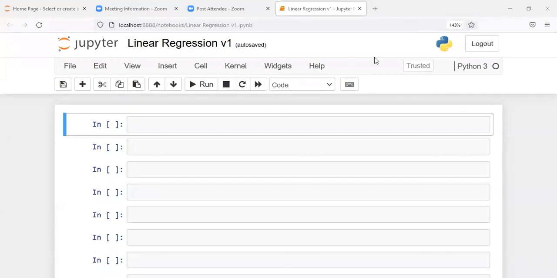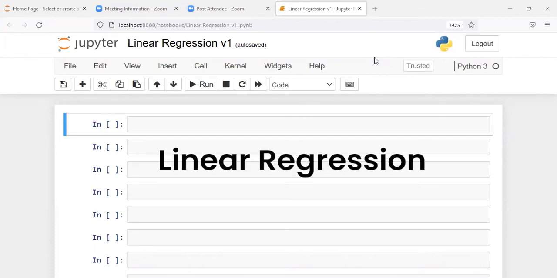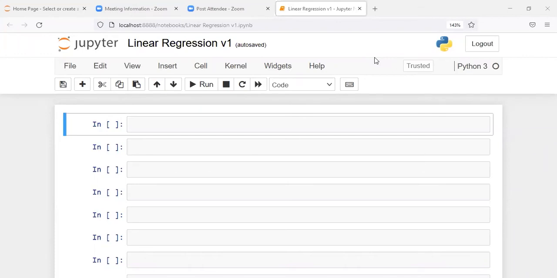My name is Mithun. In today's video, I'll be talking about linear regression. How do we perform a linear regression model using Python?